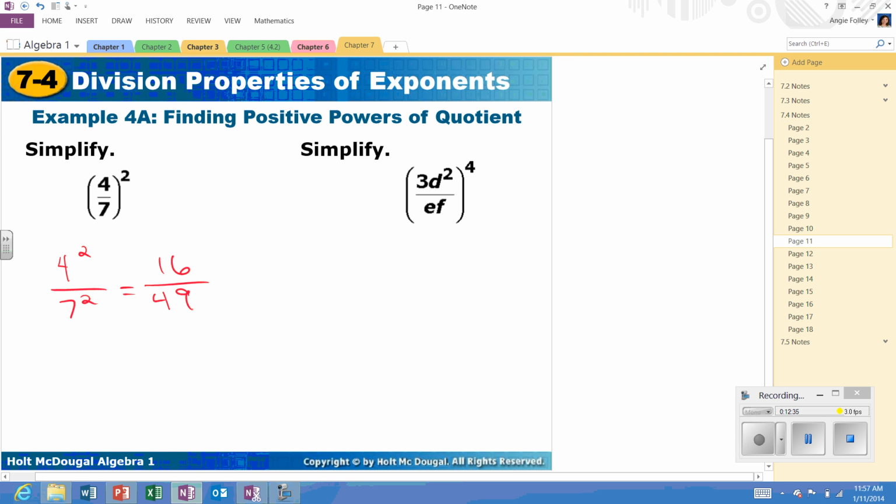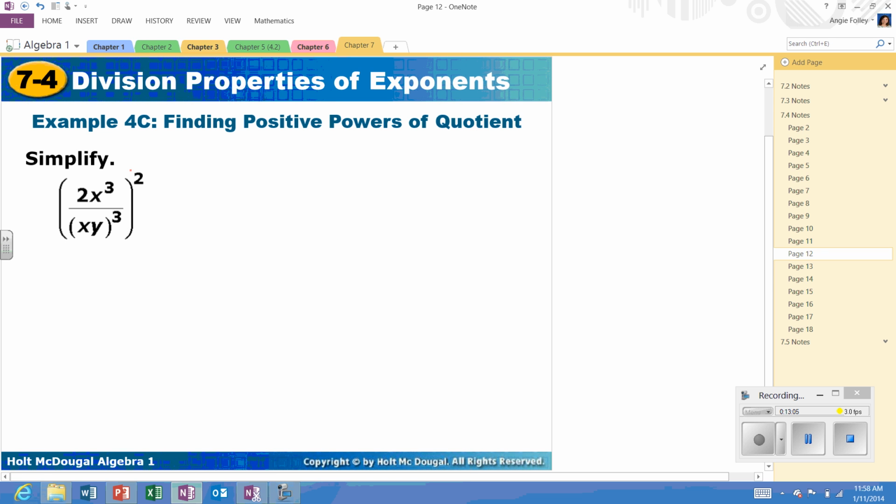Okay, so first we're going to take this to every little thing. So we're taking 3 to the 4th power, and you don't have to do this one in your head. D to the 2nd, when we multiply that by 4, that becomes D to the 8th. E actually has a 1 here, so we're going to multiply that by 4, so it becomes e to the 4th, and then f to the 4th. So this is our answer. You don't actually have to carry out that 3 to the 4th power.